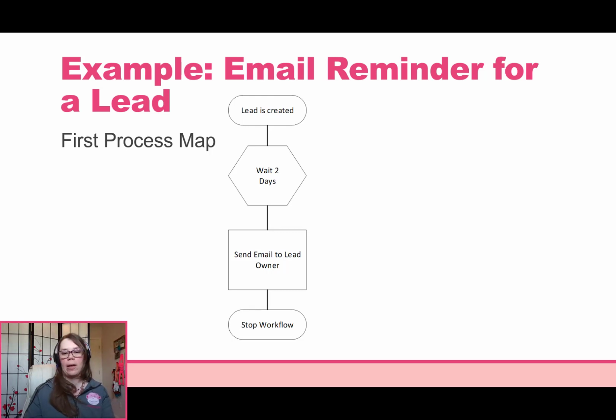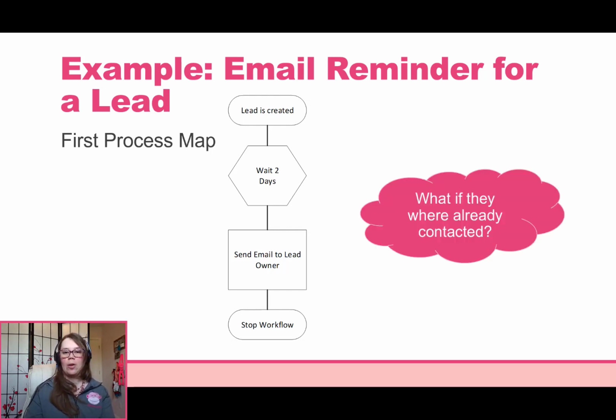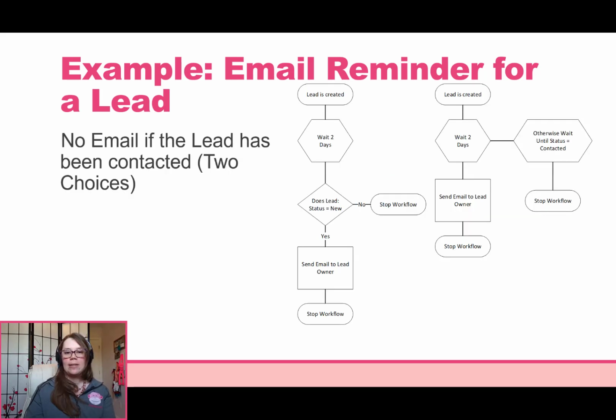So there is some debate whether it matters or if you should use it, but that's a very personal decision. We did this, and one of our big questions is, what if they were already contacted? What do we want to do? We could break this out into a few other options. We could just add in, after our wait, is the lead status still new? If not, stop workflow, we don't need to do anything. If it is, then we can keep going and send our email like we were doing before.